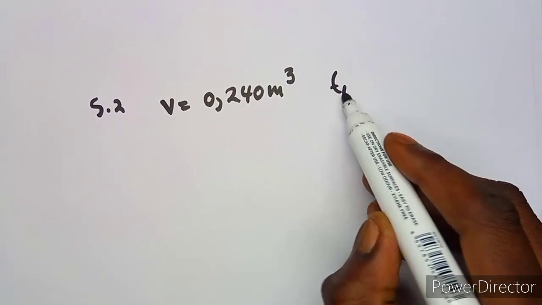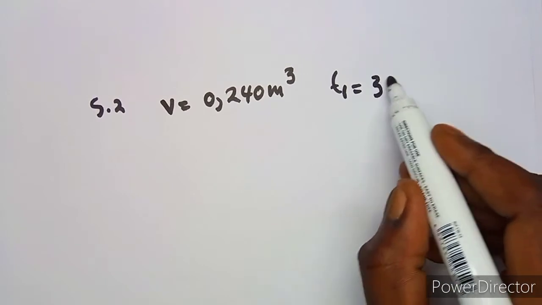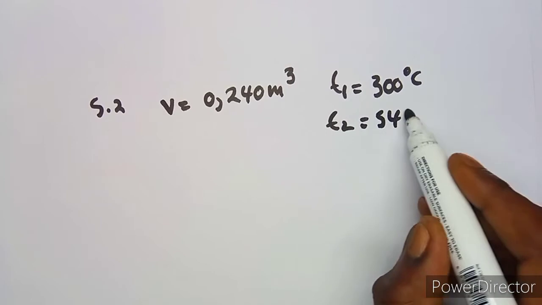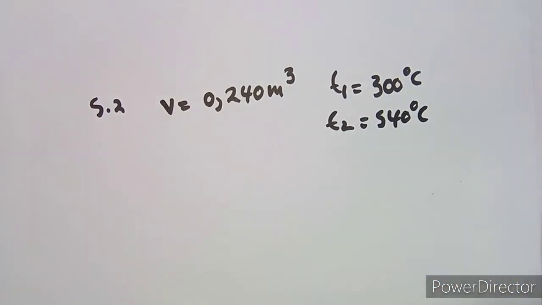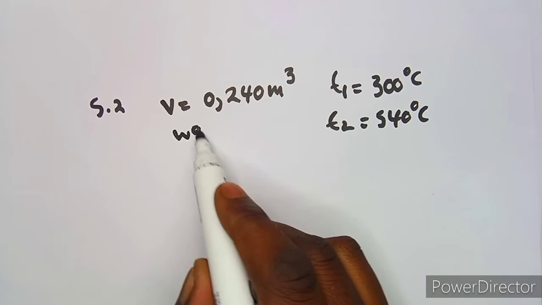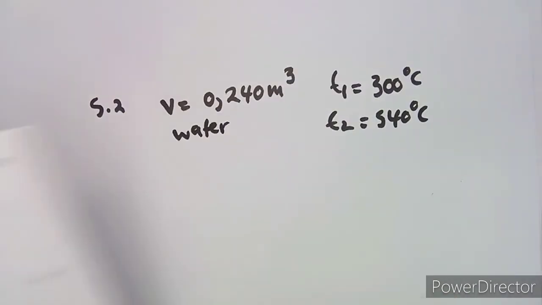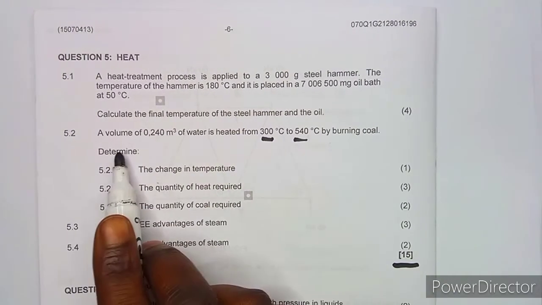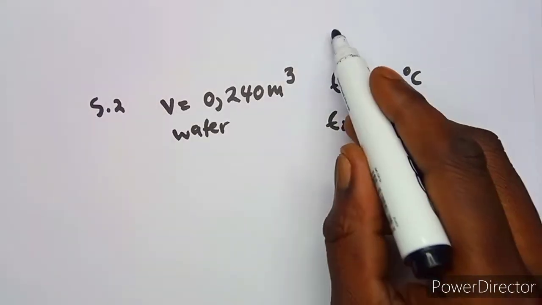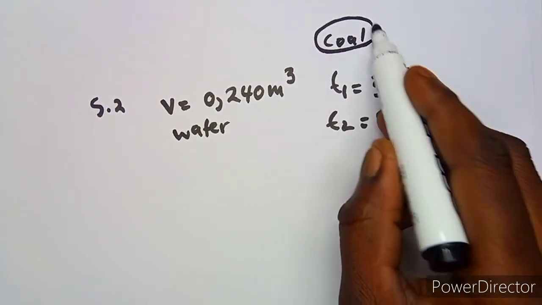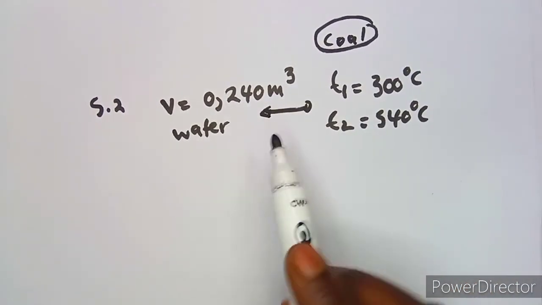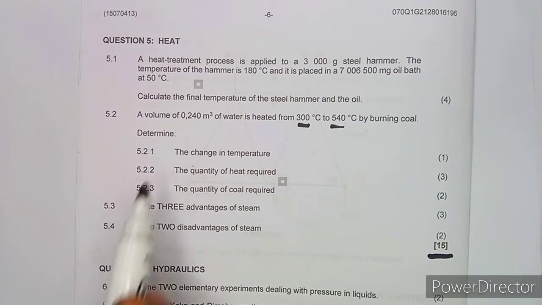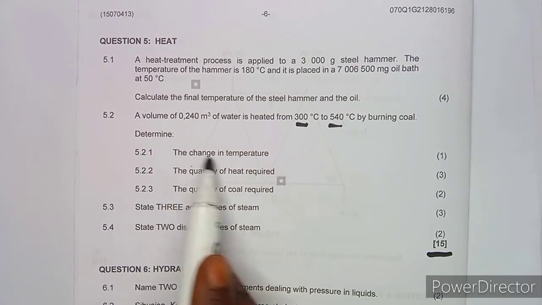All right, so we've got the initial temperature of 300 degrees Celsius and T2 of 540 degrees Celsius. So this is the volume of water actually, and this one is heated by burning coal, which means we are working with coal in everything that we are doing. But this is for water. It changed from this to this. All right, so the first question is, determine the change in temperature.